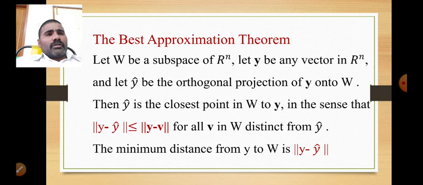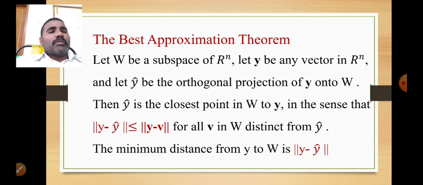Now, W is a subspace of Rn. Let y be any vector in Rn, and y cap is the orthogonal projection of y onto W, which means y cap is the closest point in W to y. Y cap belongs to W, which is the very closest to y, in the sense that the distance of y minus y cap is always less than or equal to the distance of y minus v for all v in W distinct from y cap.